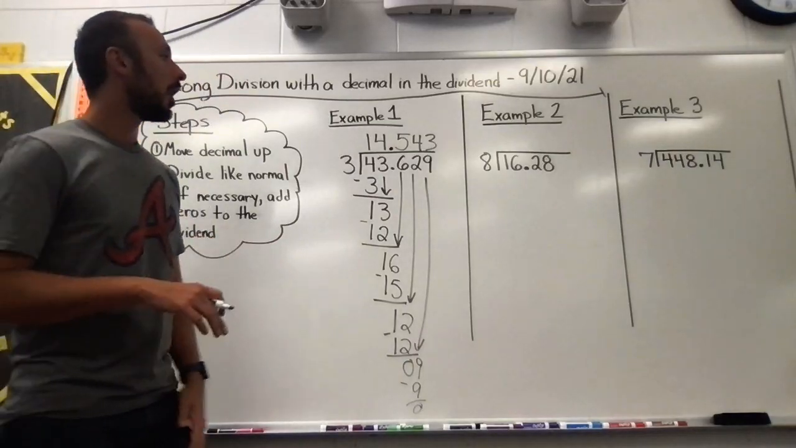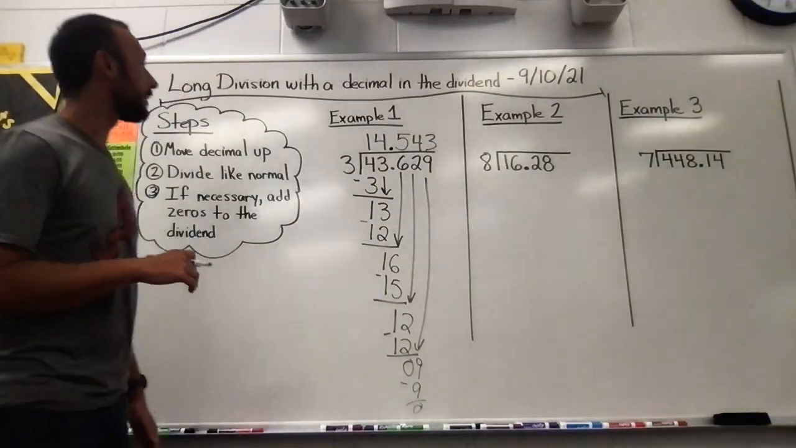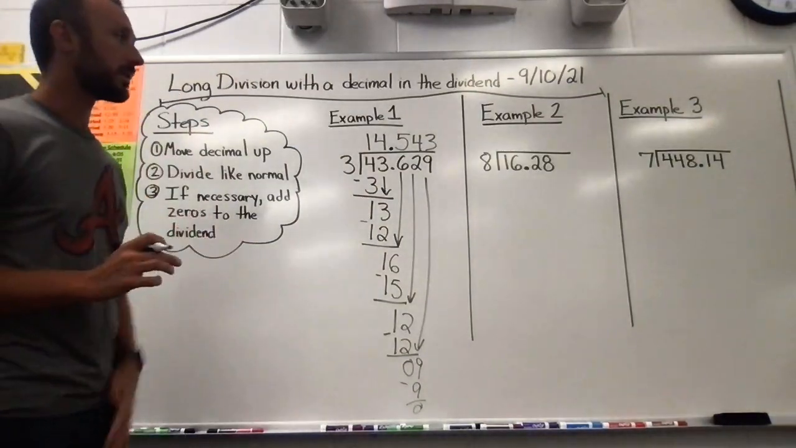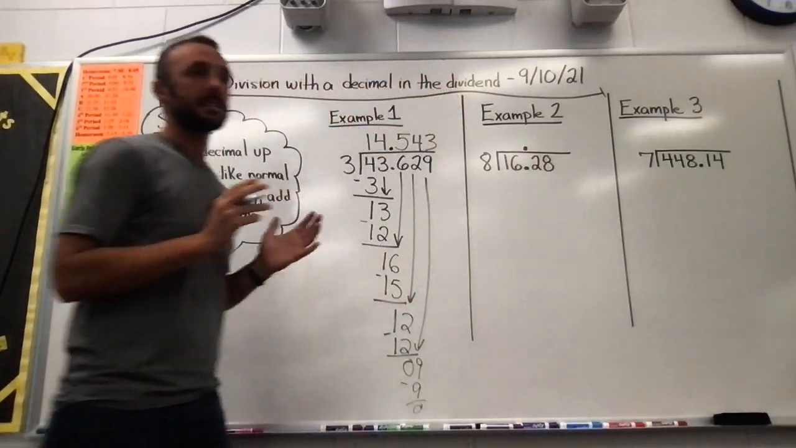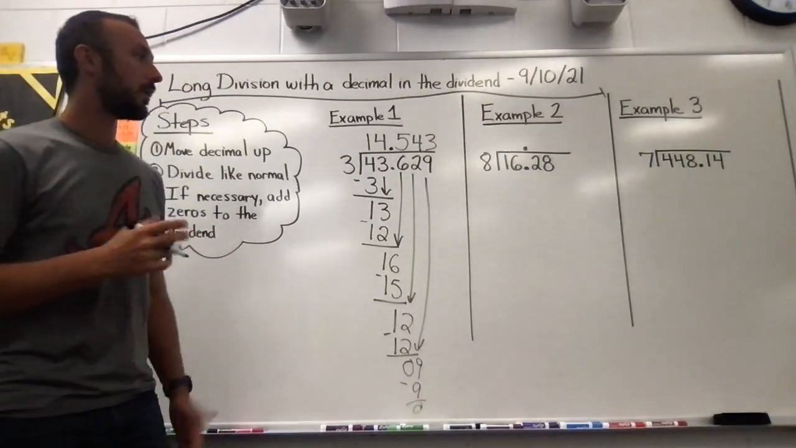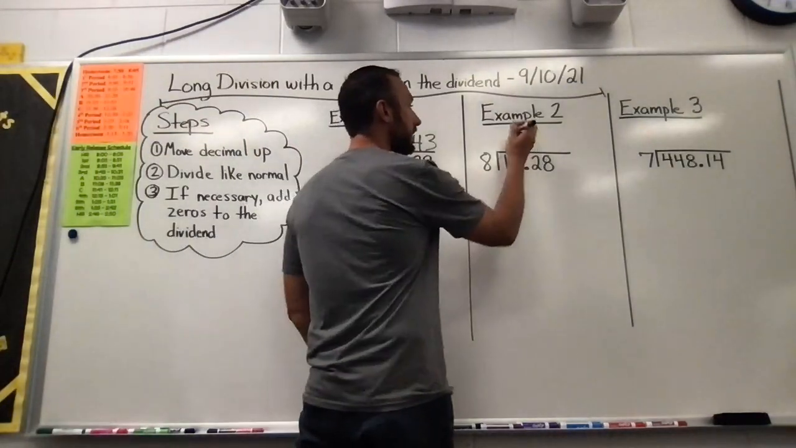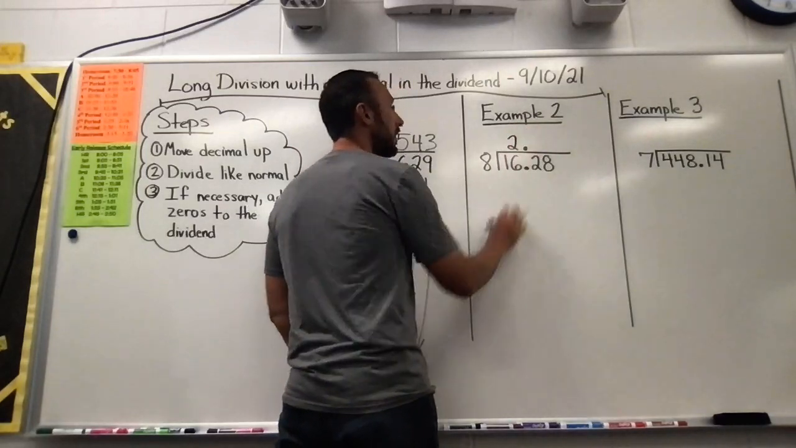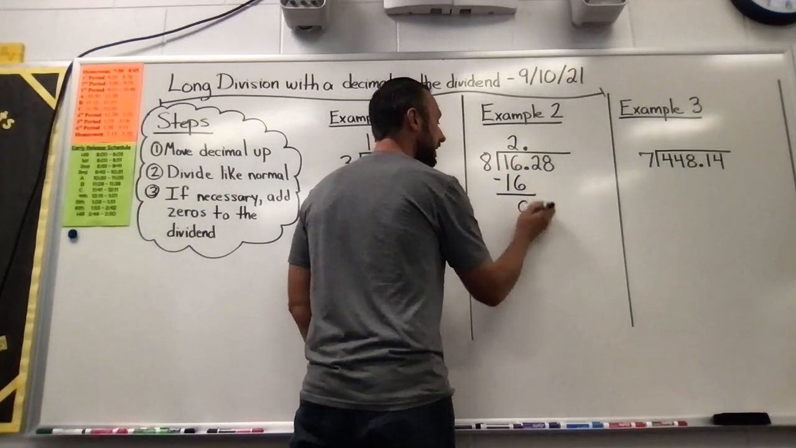Easy as that. Okay, now this one. I have 16 and 28 hundredths divided by 8. Step one, I'm going to do it first this time, move my decimal up. Once I do that, it is the same problem that we did the very first week of school with long division. 8 can't go into 1, but it can go into 16 twice. 2 times 8 is 16. I subtract, I get 0.